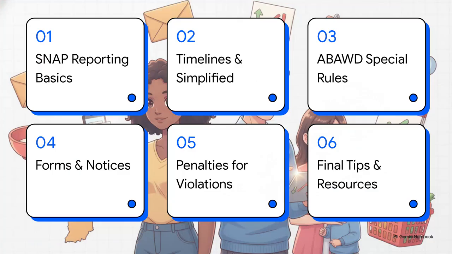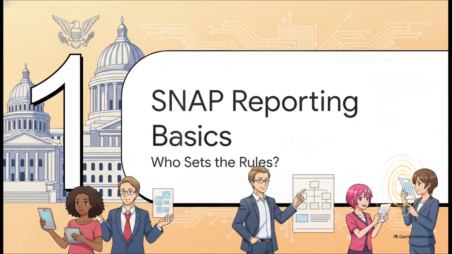Okay, here's a quick look at our agenda for today. We'll start with SNAP reporting basics, then jump into timelines and simplified reporting. After that, we'll go over special rules for ABAWDs, cover forms, methods, and notices, outline the penalties for rule violations, and finally, wrap things up with some final tips and resources. Let's get right into Section 1, SNAP Income Reporting Basics.